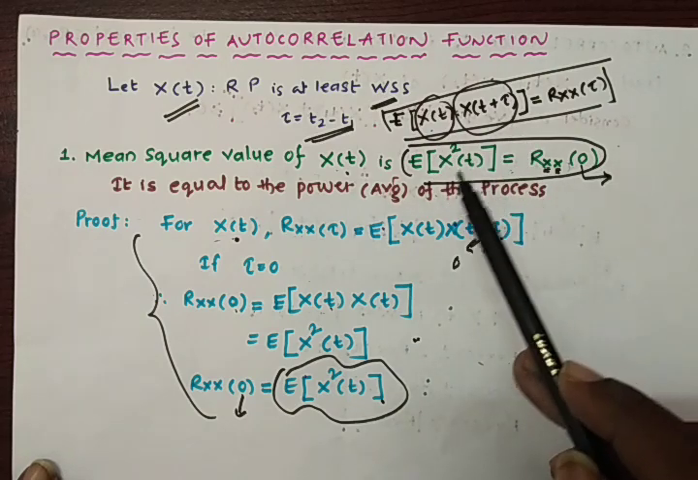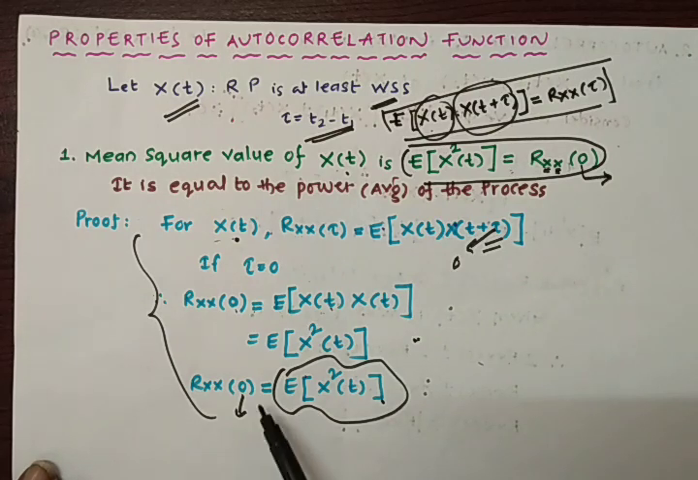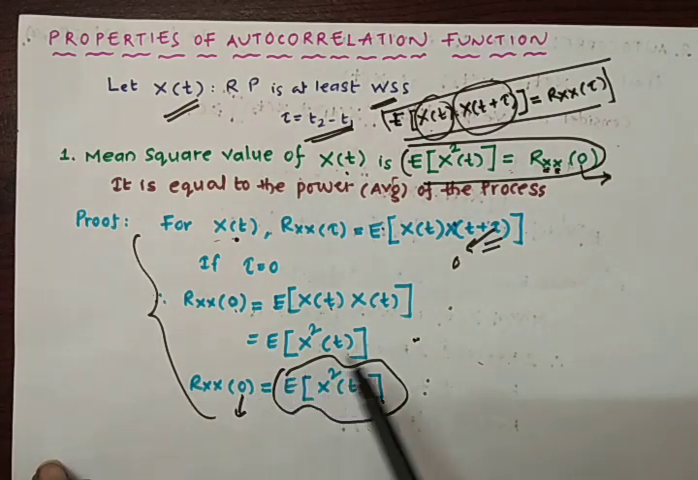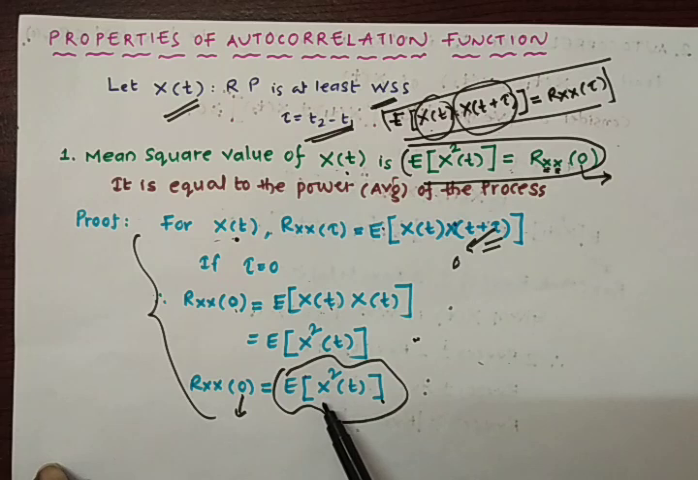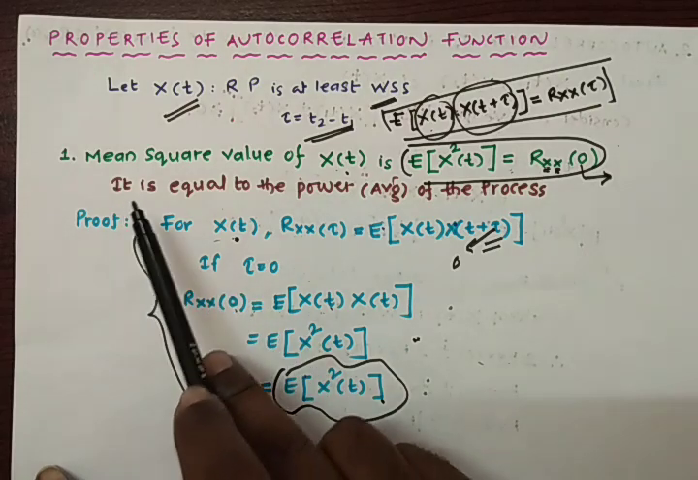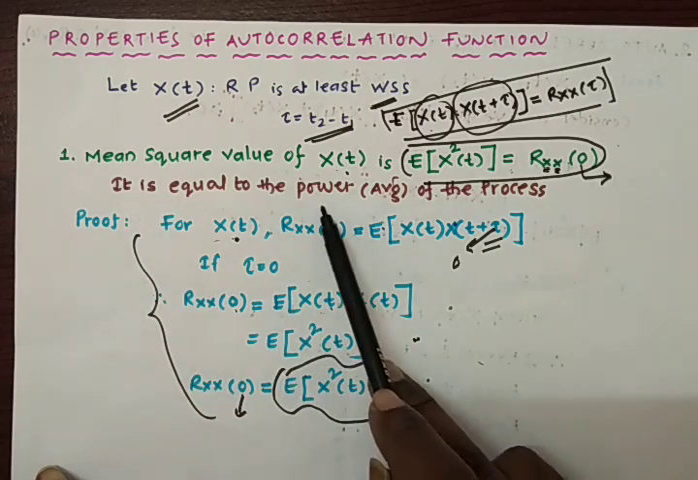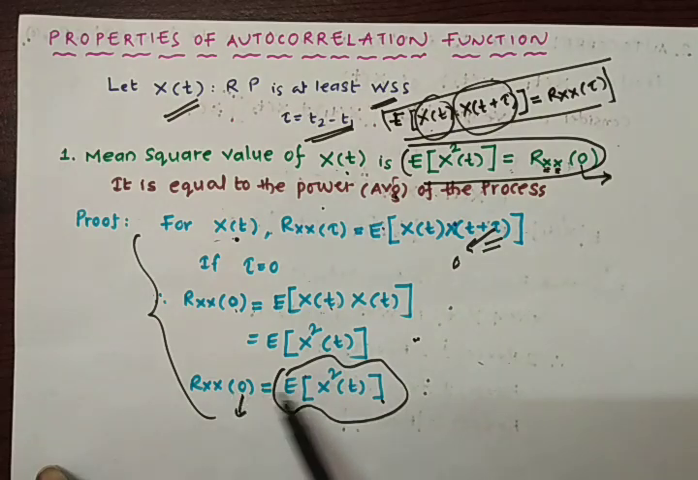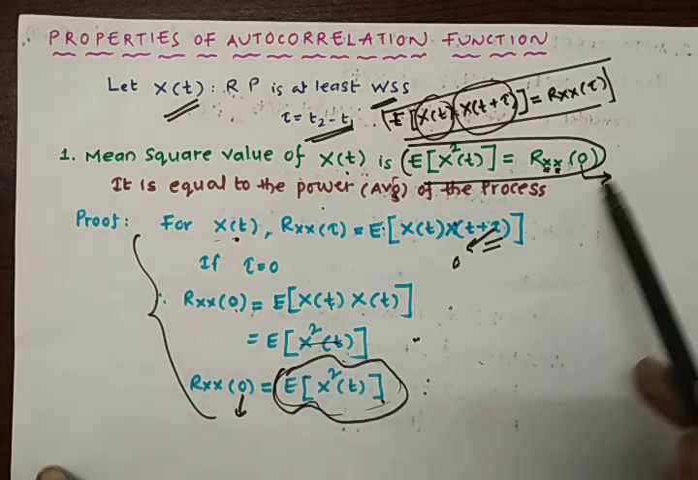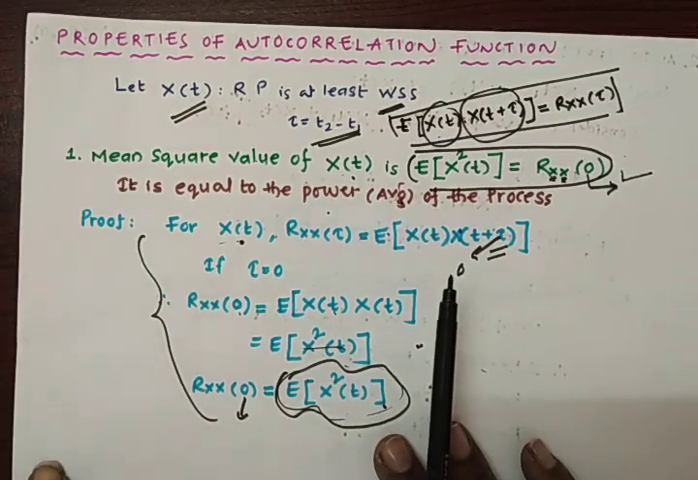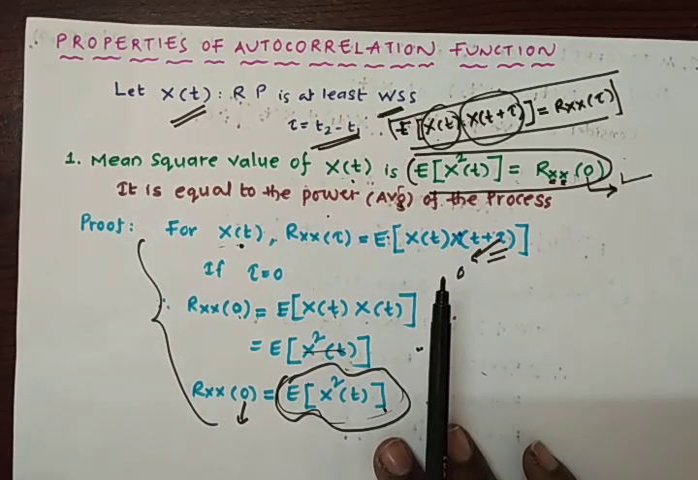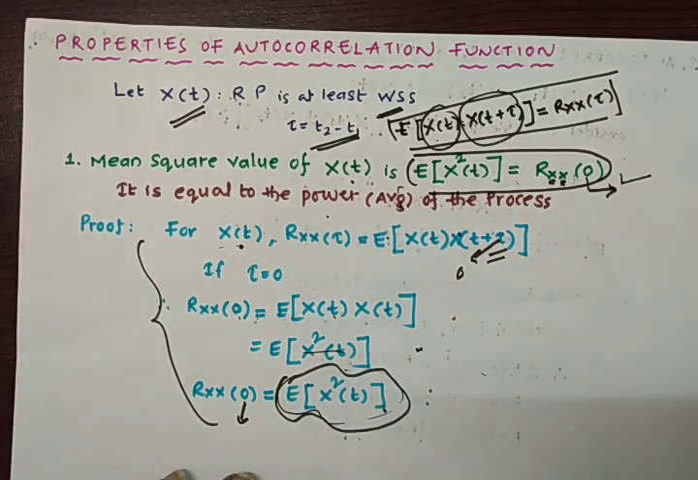For them, the mean will be the square of that signal only, the square of that particular random variable, so the autocorrelation function at tau equals 0 is nothing but the mean square of that particular signal. In other words, the average power of this process is nothing but the autocorrelation at tau equals 0. This is one of the important properties of the autocorrelation function.